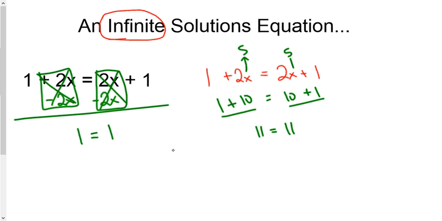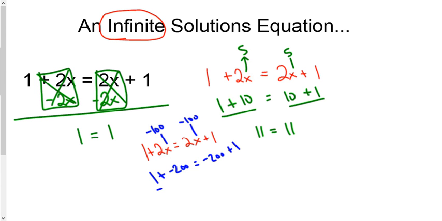And now I'm going to write this out again. Here's 1 plus 2x equals 2x plus 1. And let's just say negative 100. It should work with any number. This would be 1 plus negative 200, and this would be negative 200 plus 1. See how we're really doing the exact same thing? You'll get negative 199 on both sides.